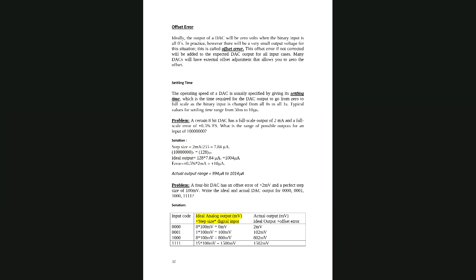So this is the way. The last thing here is called settling time, okay? Settling time is very simple, because you know, now you have the input and you should have the output.